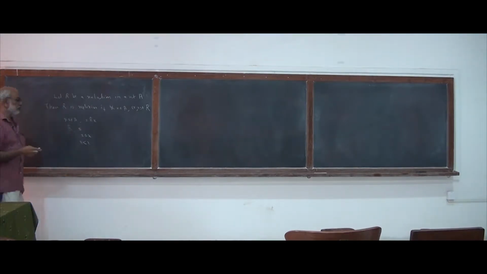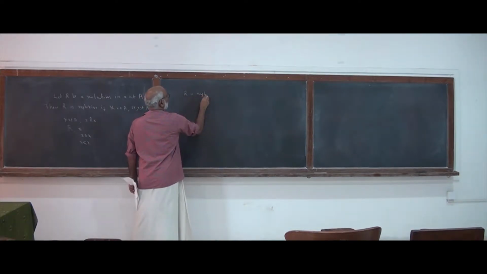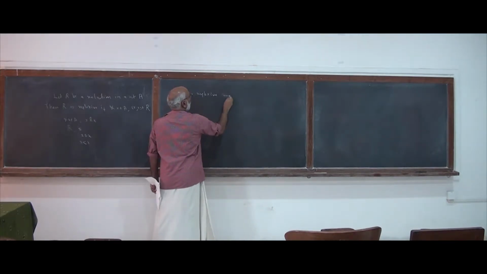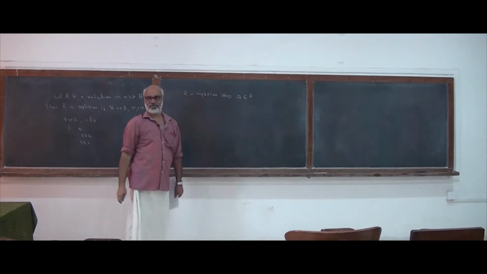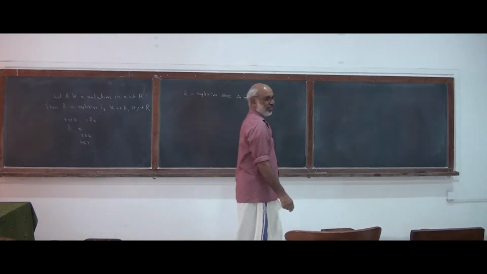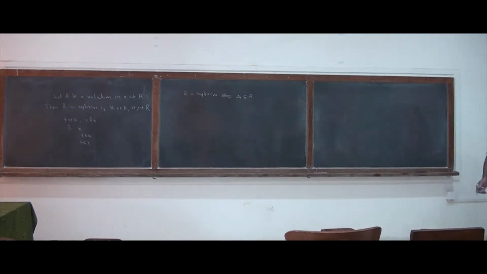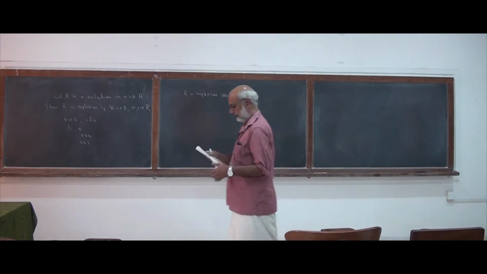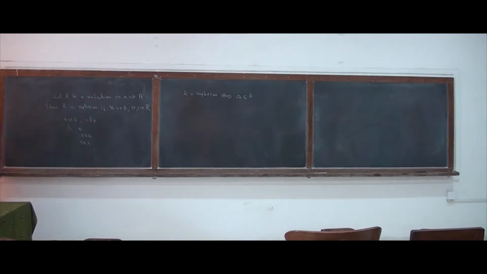You can see that a relation R is reflexive if and only if delta is a subset of R. Delta is the collection of all ordered pairs (x, x), and a relation is reflexive if and only if delta is contained in it. So this is the definition of a reflexive relation.